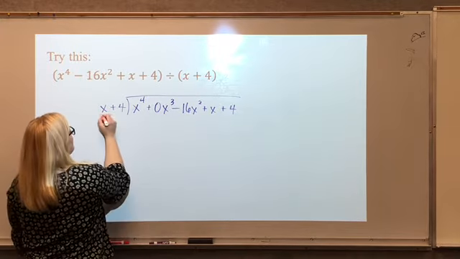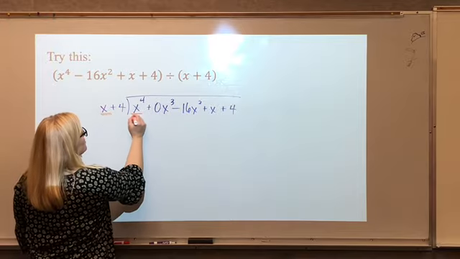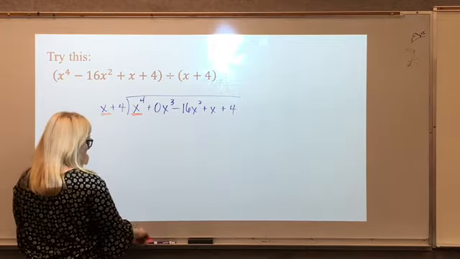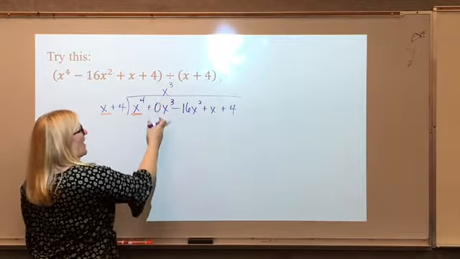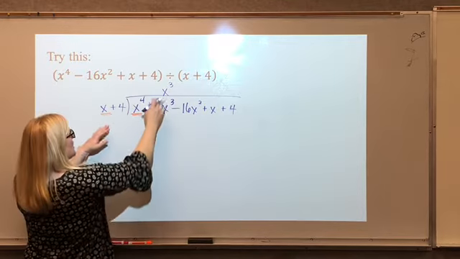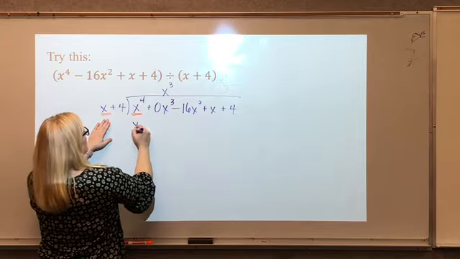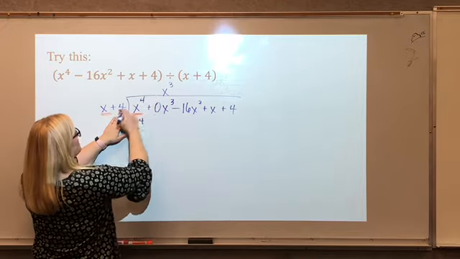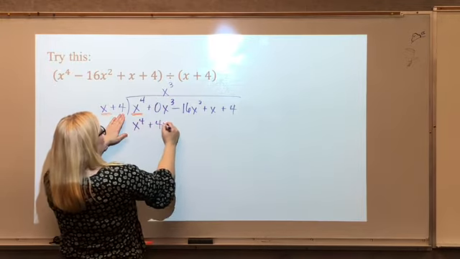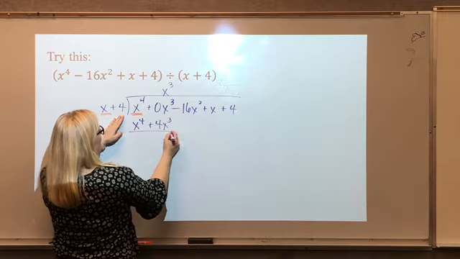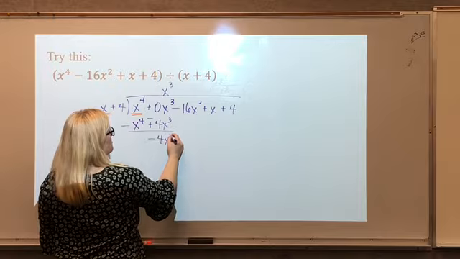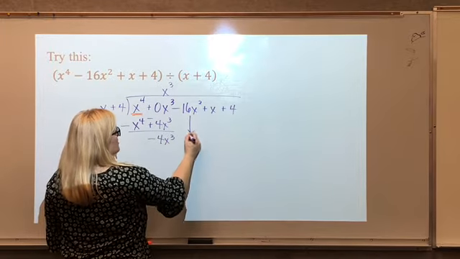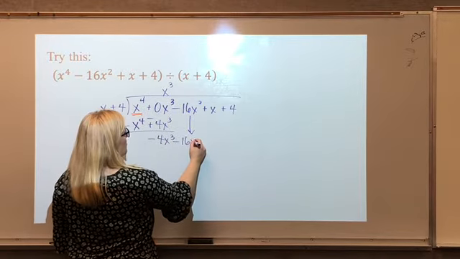All right, so this x, what do I need to multiply it to give me x to the 4th? Well, x to the 3rd. You can see why I need to have a place there. X to the 3rd times x is x to the 4th plus 4x cubed. Okay, so let's subtract these. And I have negative 4x cubed. Drop this one down, minus 16x squared.